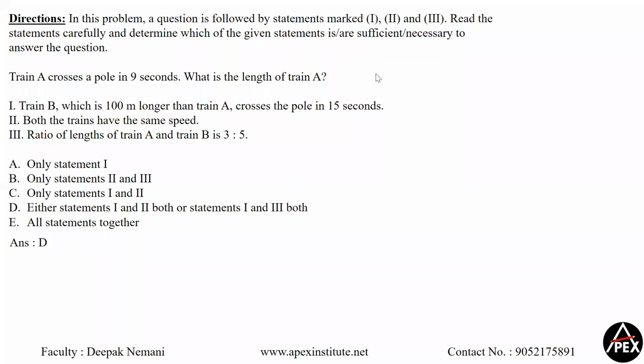Now, train A crosses a pole in 9 seconds. So again, a problem from speed, time, and distance. So what is the length of the train?